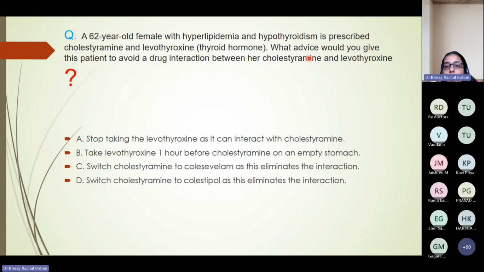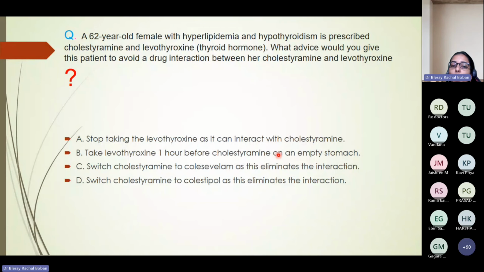So you have to understand a fact. Yes, you can stop levothyroxine, then it is very easy. Cholestyramine will have no kind of interaction. But you have to understand that levothyroxine was given for hypothyroidism. Like hyperlipidemia, hypothyroidism is also a condition you have to treat. It cannot be left untreated. So option A you cannot choose.